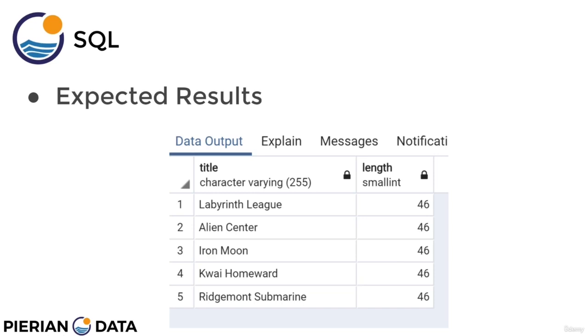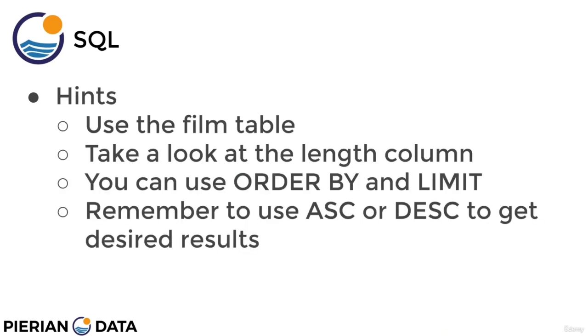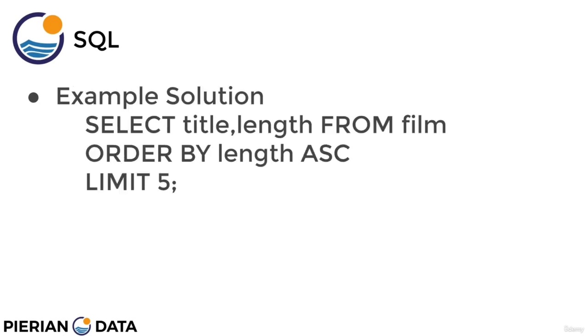Here comes some hints. So the hint is to use the film table and then take a look at the length column, and you can use order by and limit, and then remember you can use ascending or descending to get desired results. Here comes the solution. The solution is to select title and length, or just the title, since the question didn't really ask for the length of the films, from film, and then order by length, ascending, limit 5.